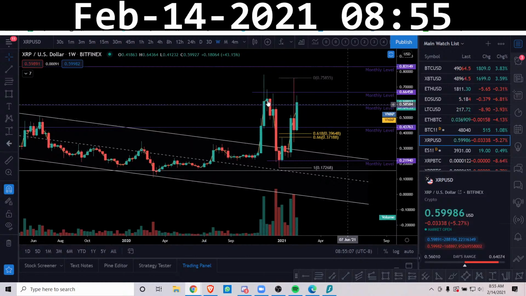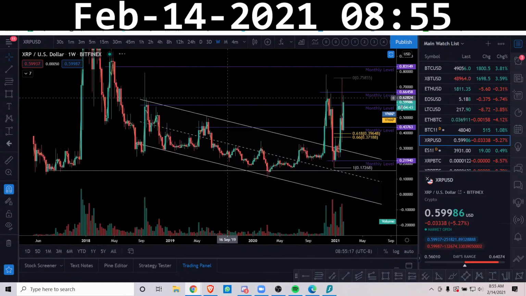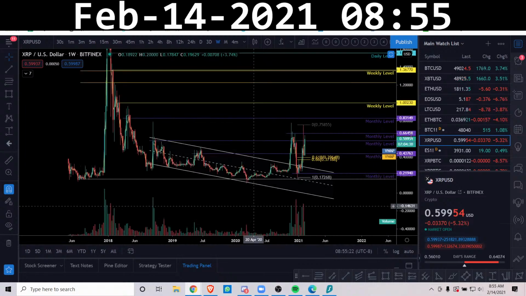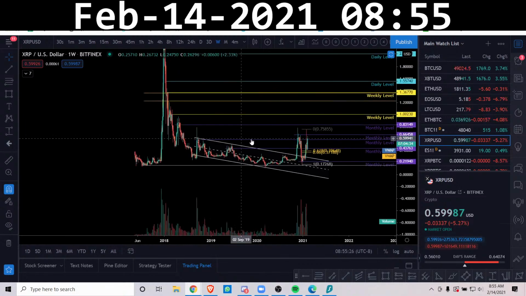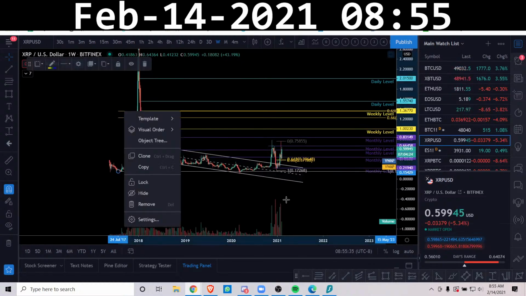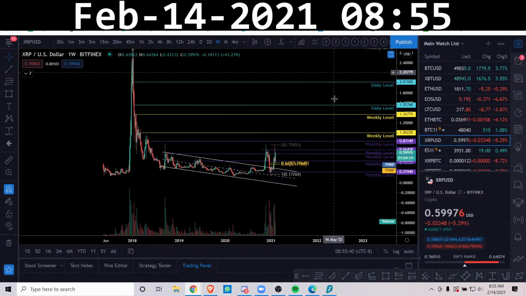The last time we closed above this was when the SEC FUD came out. Obviously you can point to the news, but there's a technical reason why we dumped from here, and it's because of this monthly. We couldn't hold above this monthly. We also double topped here at 78 cents, but also, let's see, I think this is a double. Oh no, let me put that back on the chart.